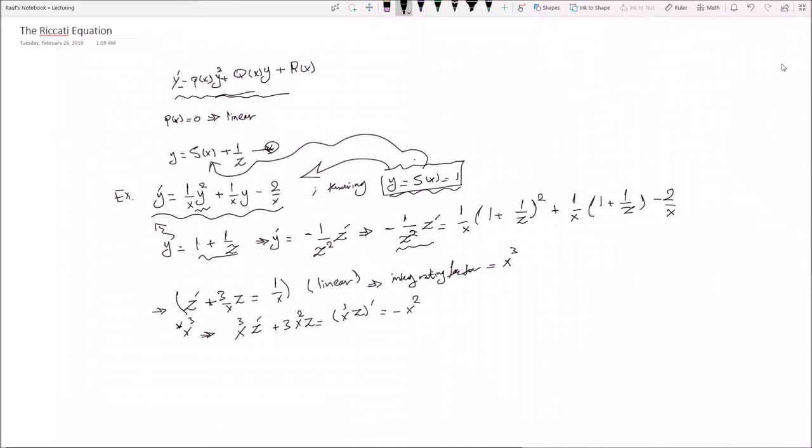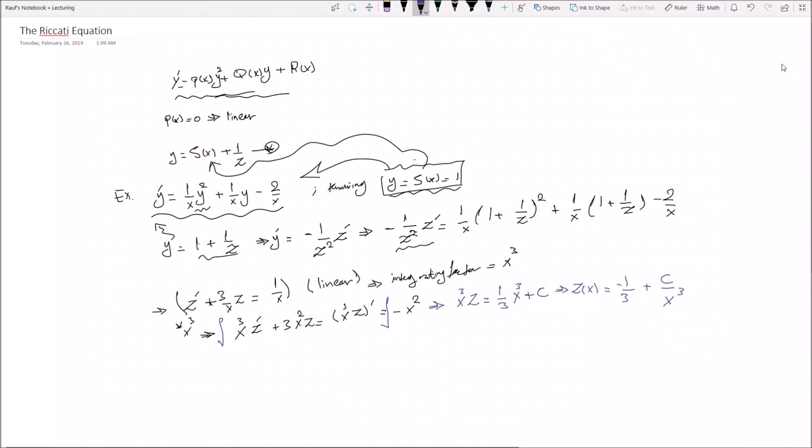Okay, let's change the color in here. All right, so if we integrate both sides of the equation, this will give you x cubed multiplied by z equals minus 1 over 3 x cubed plus c, which can be written in terms of z as a function of x: z of x equals minus 1 over 3 plus c over x cubed.